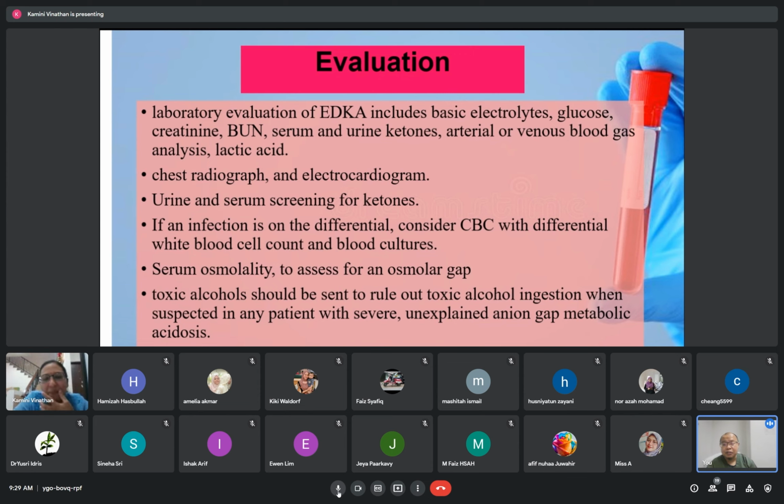You need to consider, usually based on history only. There's no real way to confirm. Even during an ethanol or methanol poisoning outbreak, the sample is sent somewhere else and takes weeks to come back. So by that time, you can't really wait for the test result to initiate treatment.